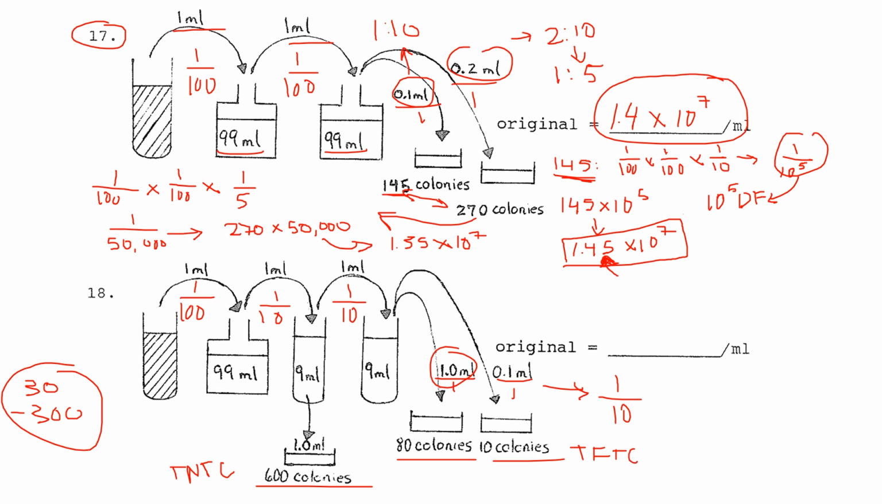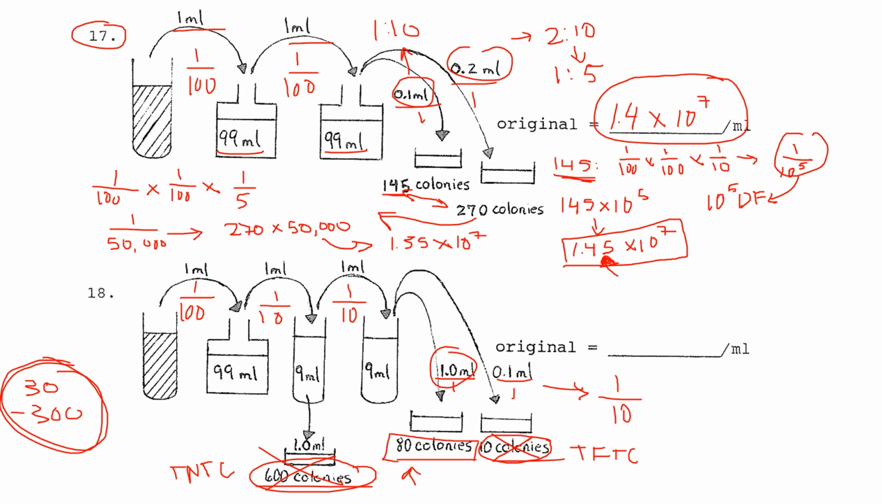So because this plate has 600 colonies, we're not going to use it in our calculation. And because this plate has only 10 colonies, we're not going to use that plate. 80 colonies is in between the range we set earlier. So we're going to use this number to actually calculate the CFU per mil, right?